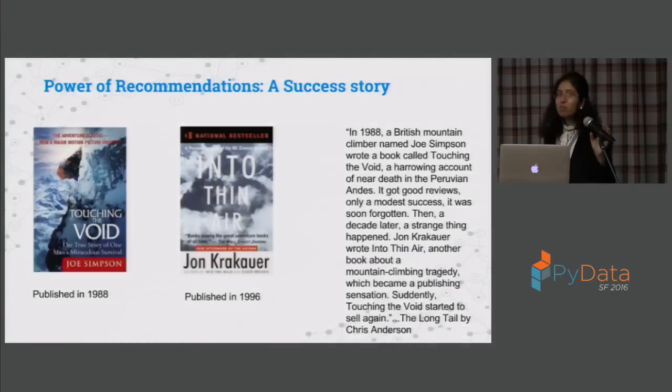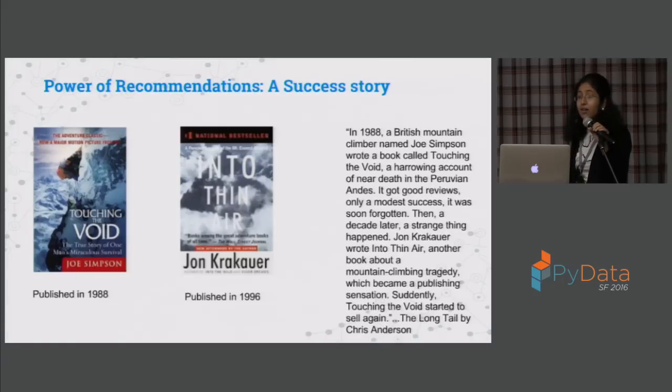Okay. So before we move on, I want to talk about this success story of recommender systems, how it can have a huge impact in the market. So, for example, these are two books about mountaineering adventures. The book on the left-hand side called Touching the Void came out in 1988 by the author Joe Simpson, and it became a modest success at that time, and then people forgot about this book later on.